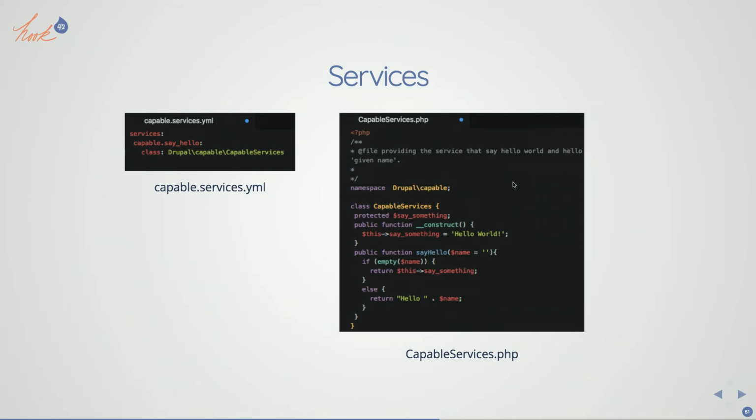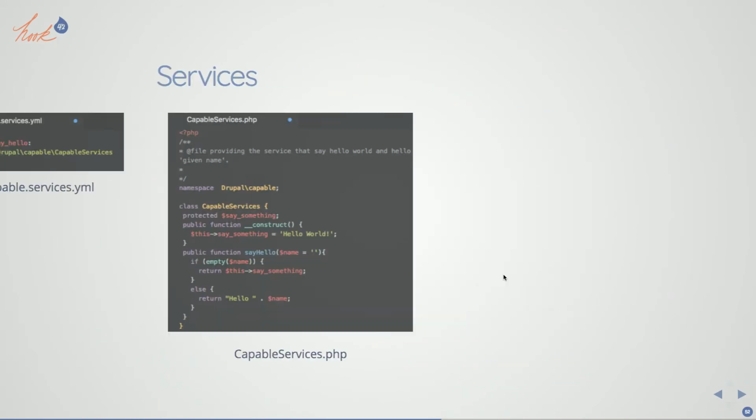So we have our service. We're going to call it say hello, and this lives in capable.services.yaml. And we also have our capable services PHP, so we can separate that code out from our controller, so our controller is not the biggest, most ginormous file in the universe. We're going to give it the namespace. We're just going to do a little function that says hello. We have to do a construct, and then we're going to return hello, and if you give it a variable, it returns hello plus that variable.